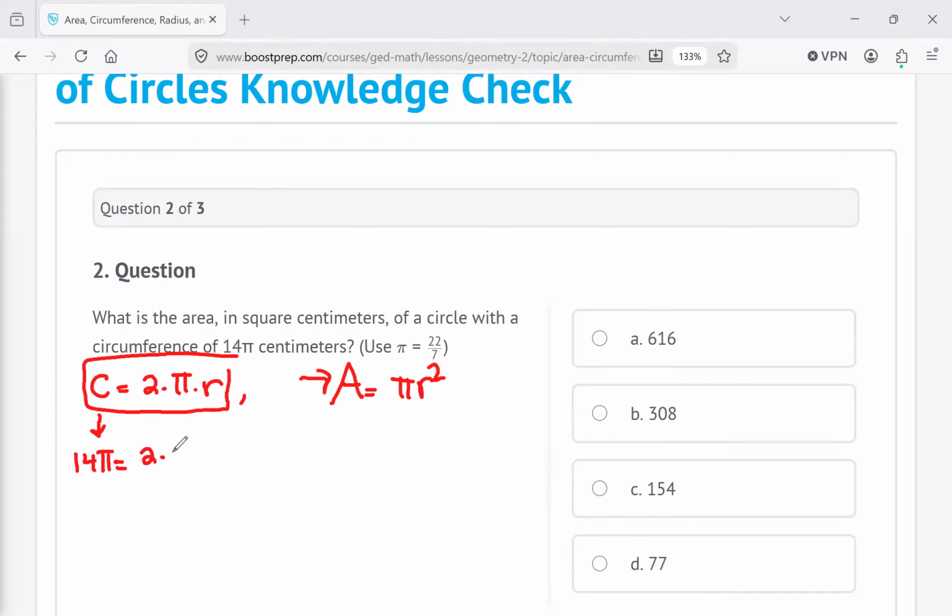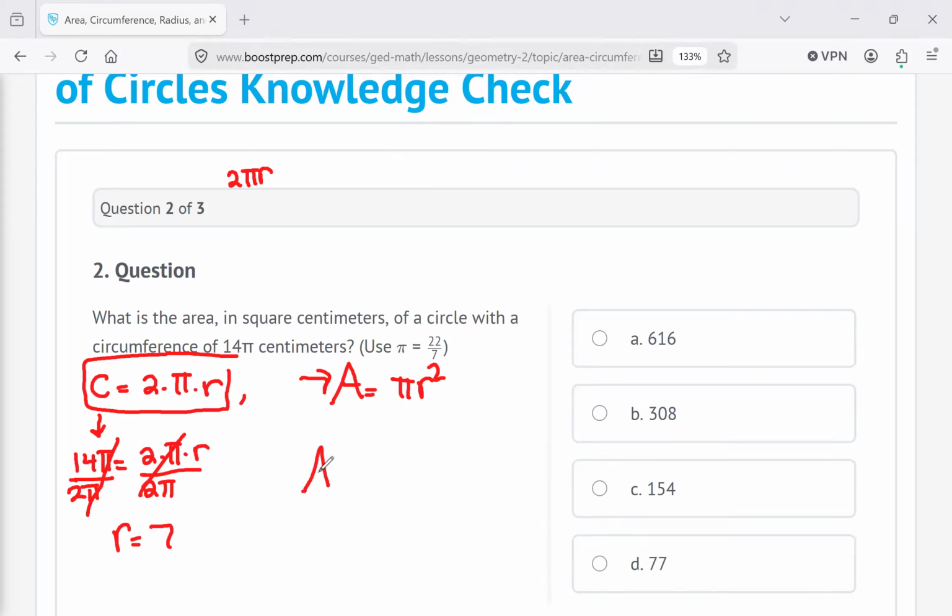And then it's 2 times pi times r. You could put a dot or you could put it all squished, like 2 pi r. That's the same thing as multiplication. I want to solve for r, so I have to get rid of this 2 pi by dividing both sides by 2 pi. So this cancels, and you're left with r equals 14 pi over 2 pi. The pi's disappear, and 14 divided by 2 is 7.